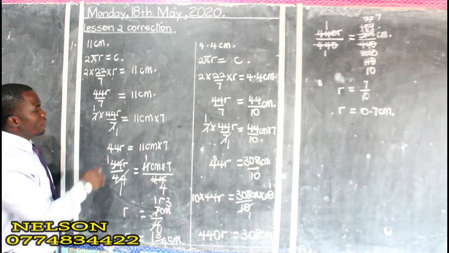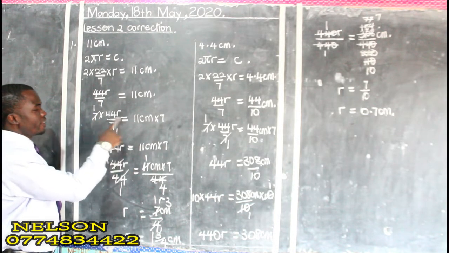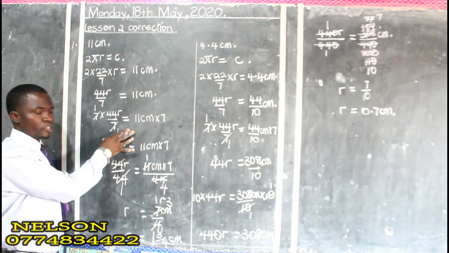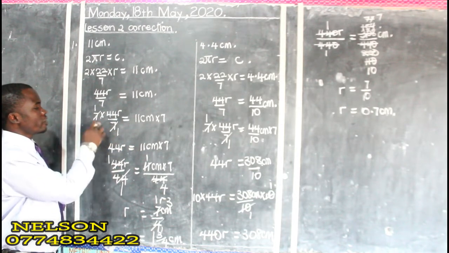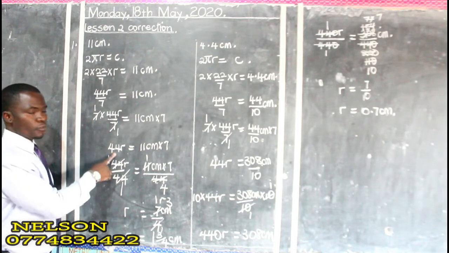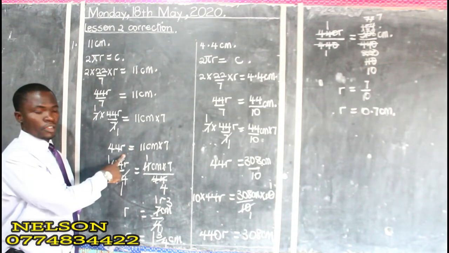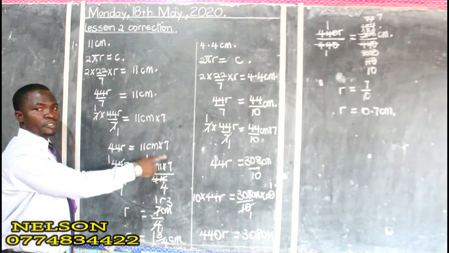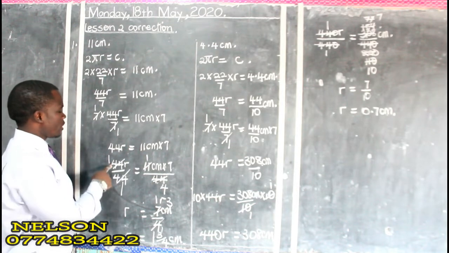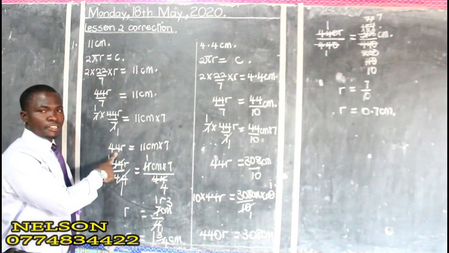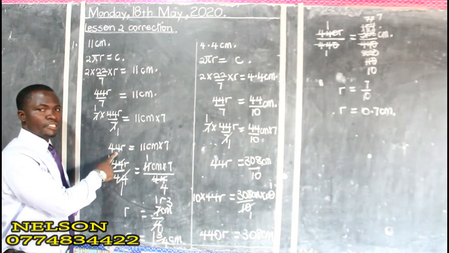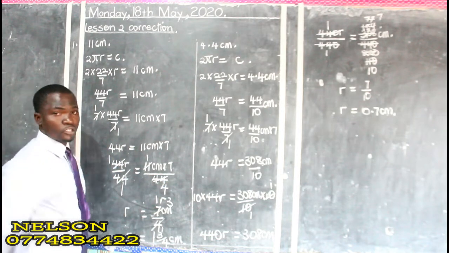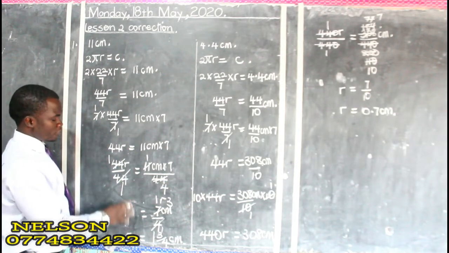How do you remove it? By multiplying it on either side, and then you simplify it. By 7 here we got once, by 7 once. We remain with 44 r equals 11 centimeters times 7. Came down and we divided 44 on either side, by 44 here, also this one by 44. We remained here with r.